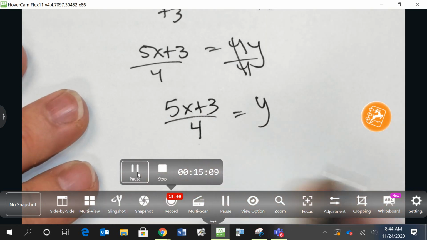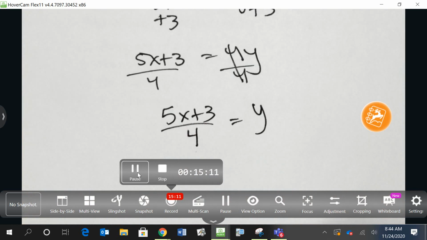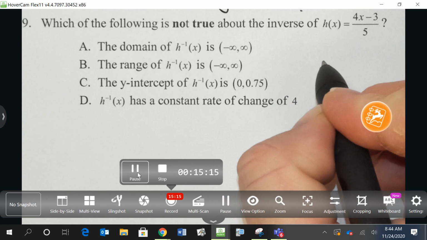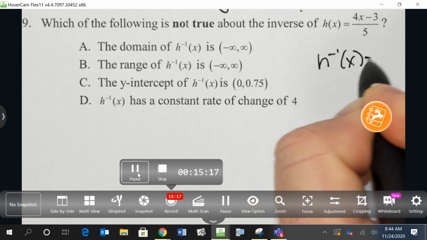Before I go any further, let's see if I can answer any of the questions without having to graph anything. So I'm going to write this down. Okay, this is the inverse of the function.